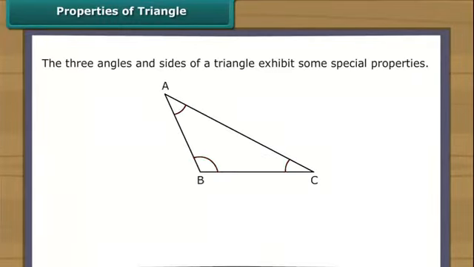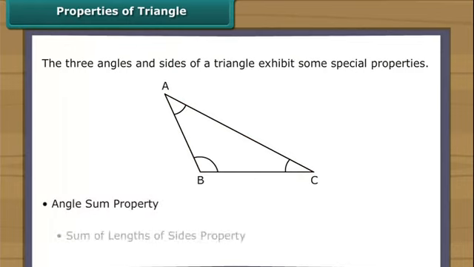Properties of triangle. The three angles and sides of a triangle exhibit some special properties. Angle sum property. Sum of lengths of sides property. Let us now learn about them one by one.